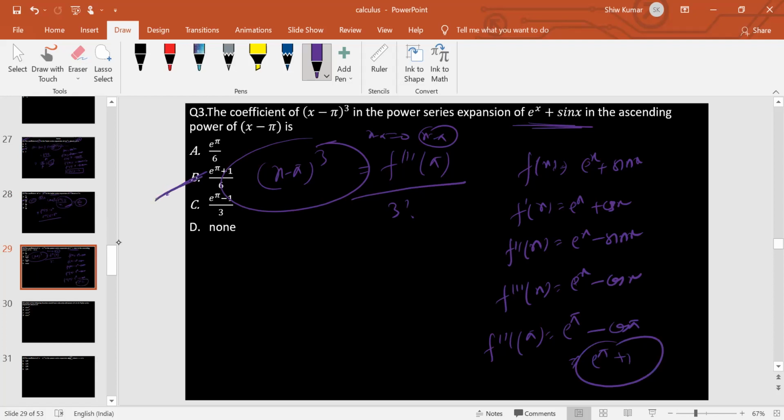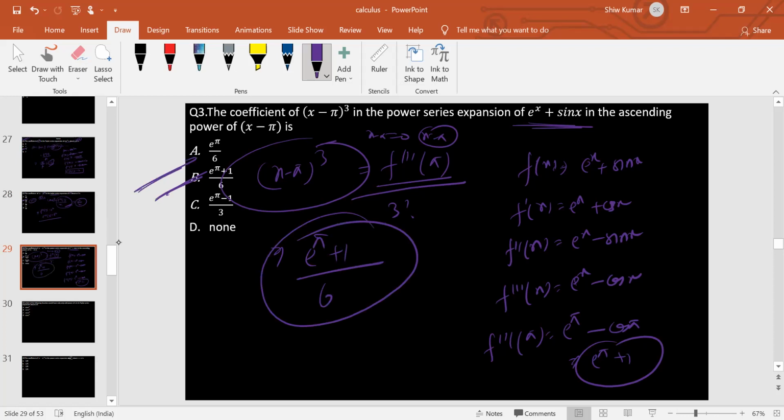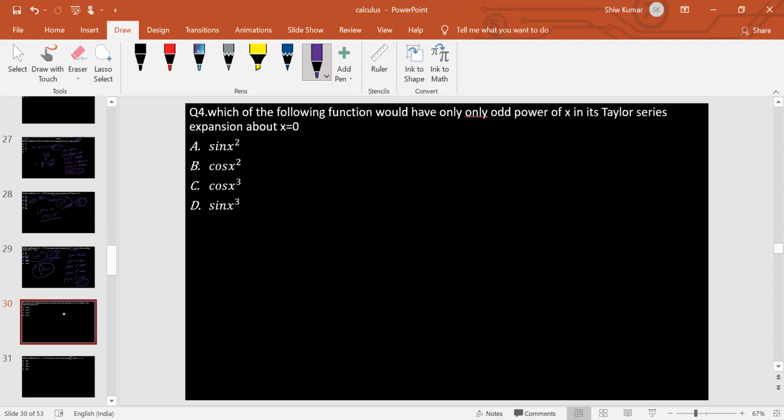So check in which option it's e raised to pi plus 1. Here, option B, because this value is e raised to pi plus 1 and 3 factorial is 6. So I can say that option B is the right answer. You only need to differentiate. The important thing here is differentiation. So let's check the next question here.